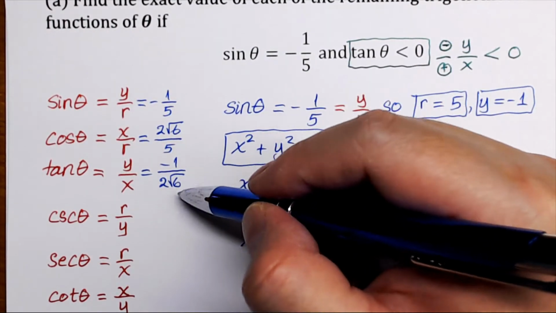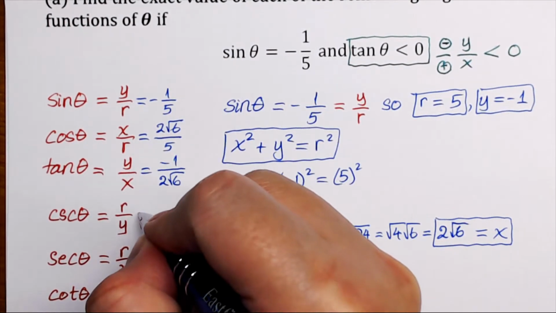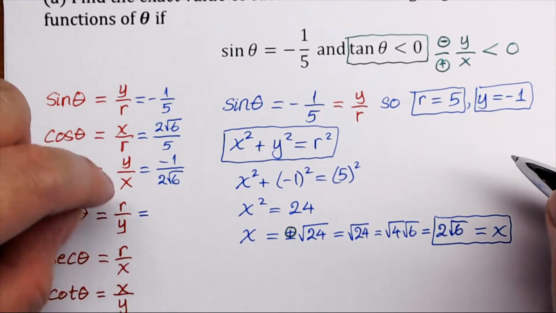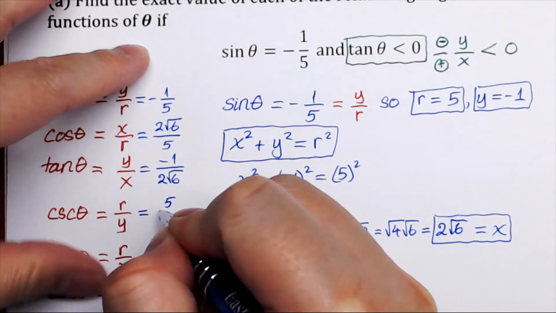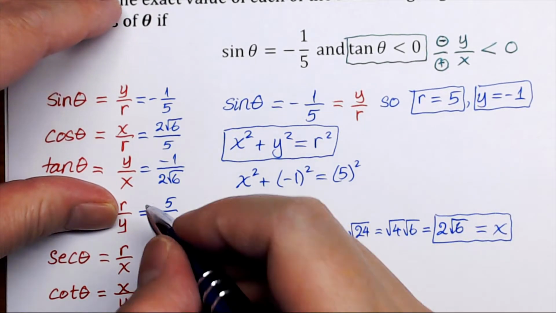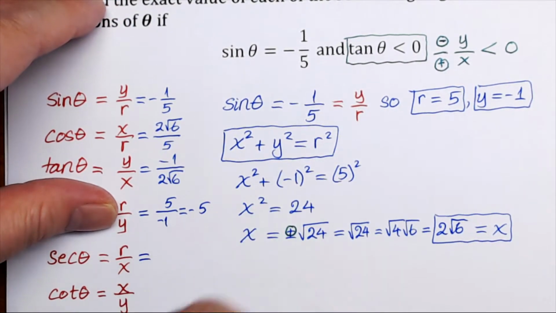And now we are given this condition, right? So sine is equal to negative 1 over 5. And the ratio for sine is y over r.